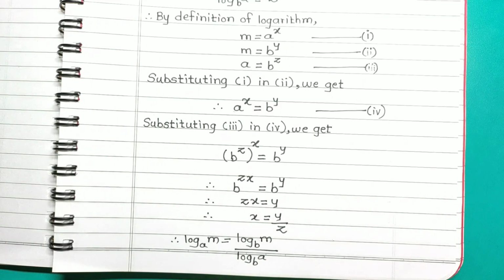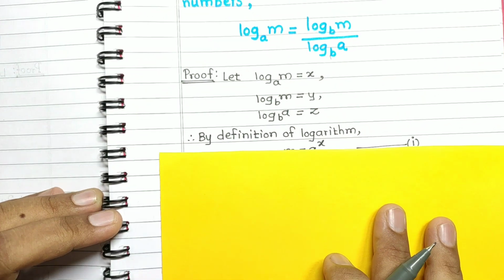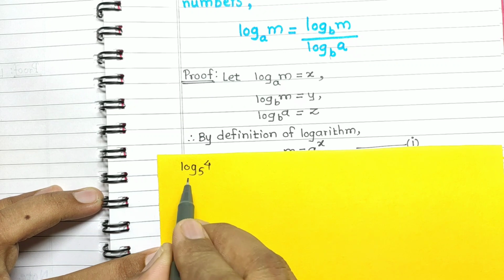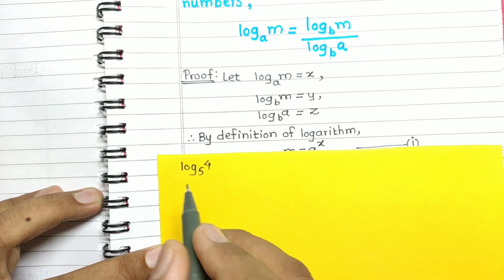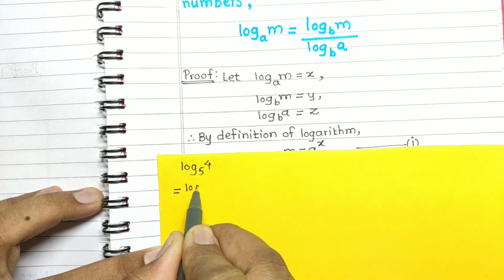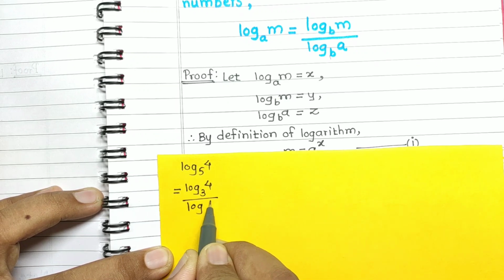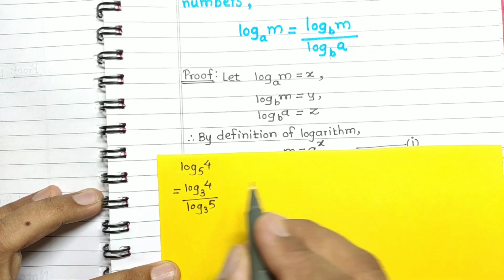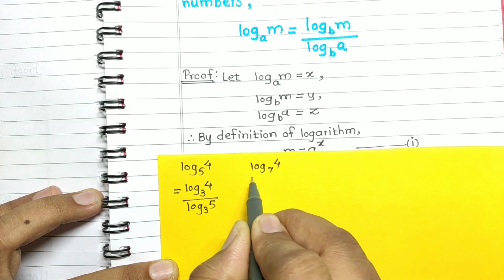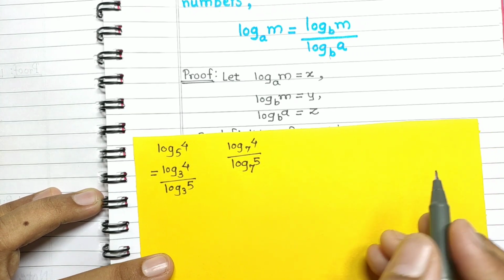Students, now let's see one example as an application of this law. Consider log of 4 to the base 5. So here base is 5. If we want to change this base to 3, we can write this as log of 4 to the base 3 upon log of 5 to the base 3. Or you may write it as log of 4 to the base 7 upon log of 5 to the base 7.